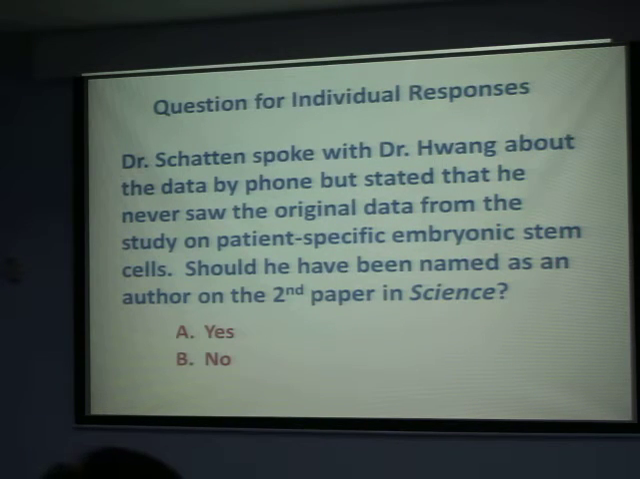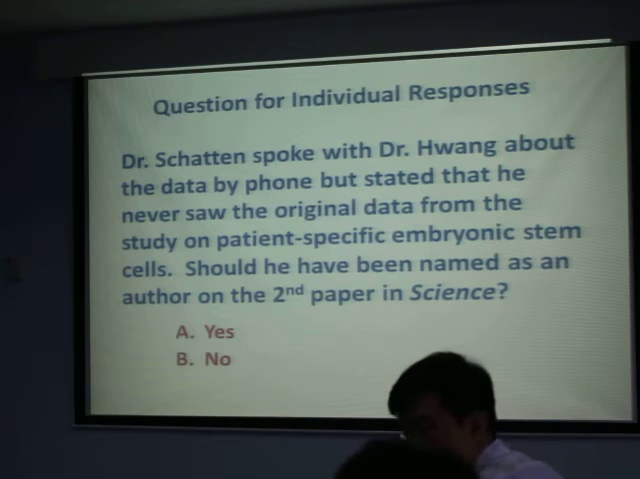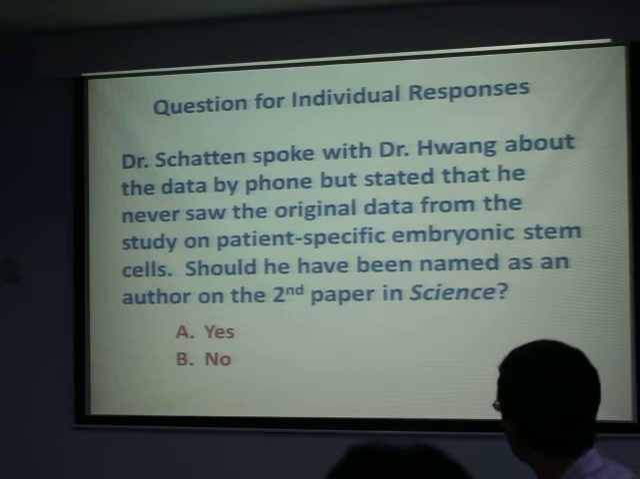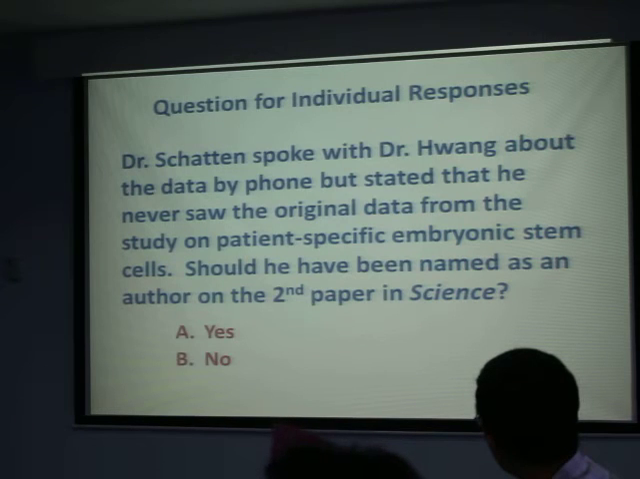So here's a question. Individual cards. In this case, we use green for yes and red for no. Dr. Shatton spoke with Dr. Wong about the data by phone, but said he'd never seen the original data when misconduct was reported. Should he have been an author, not just the senior author, should he have been an author at all? Red for no, green for yes. And we could, I guess, have a yellow if you're not entirely certain.